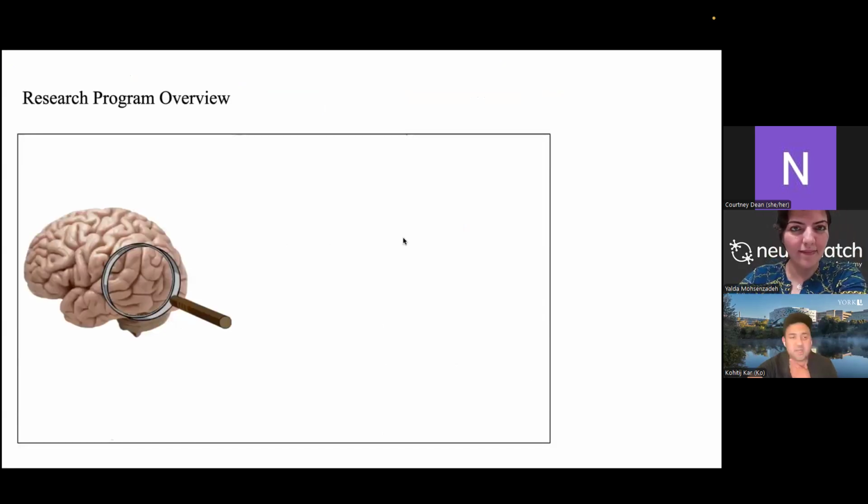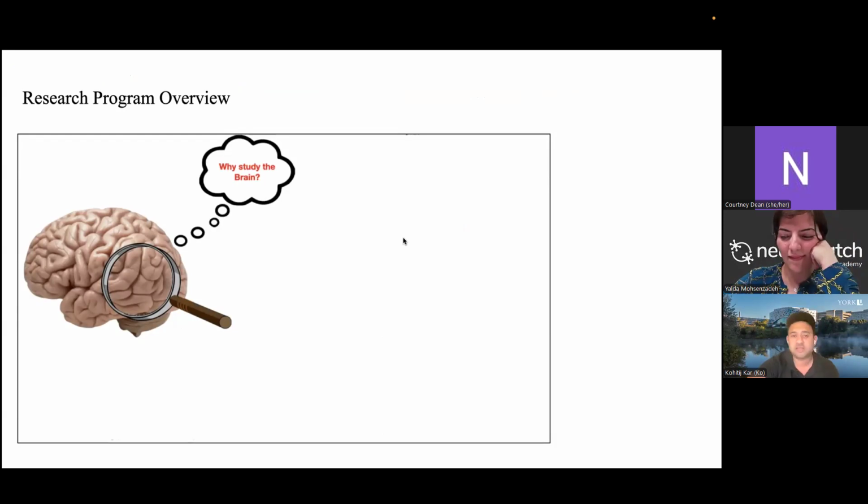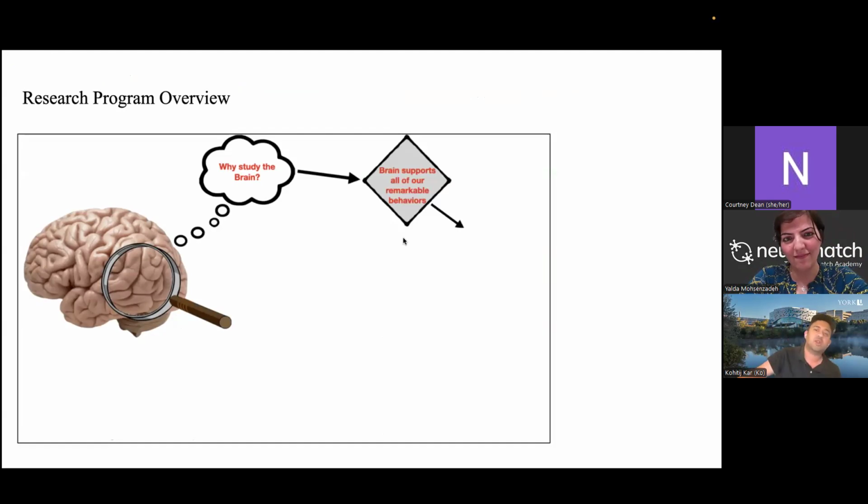First, I want to tell you a little bit about the research program overview in my own lab and why we do neuroscience in a very specific way. Many other labs follow this same formula, but I just want to go over it a little in terms of motivating how we ask questions in the lab. So why study the brain? And why don't I study toenails, for example? I am particularly interested in studying the brain because the brain supports a lot of our remarkable behaviors that we are very dependent on, and our life will really suck if those behaviors start disappearing. So that's why I, at least, study the brain.